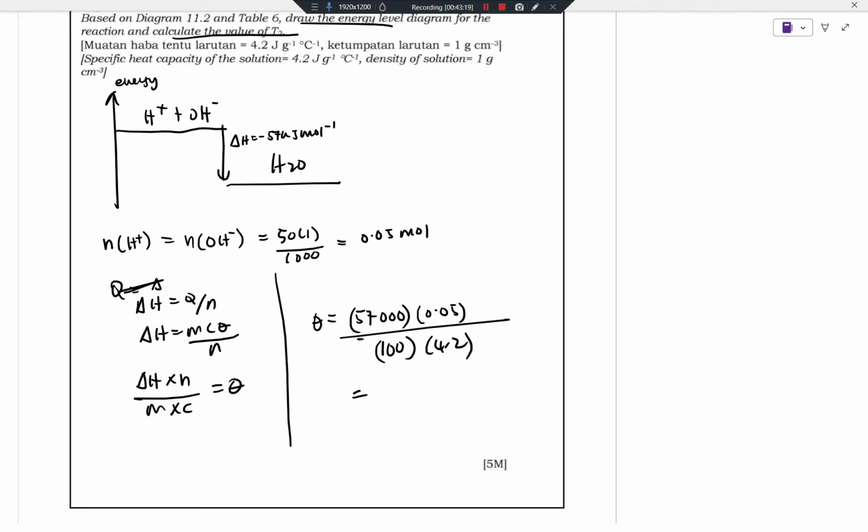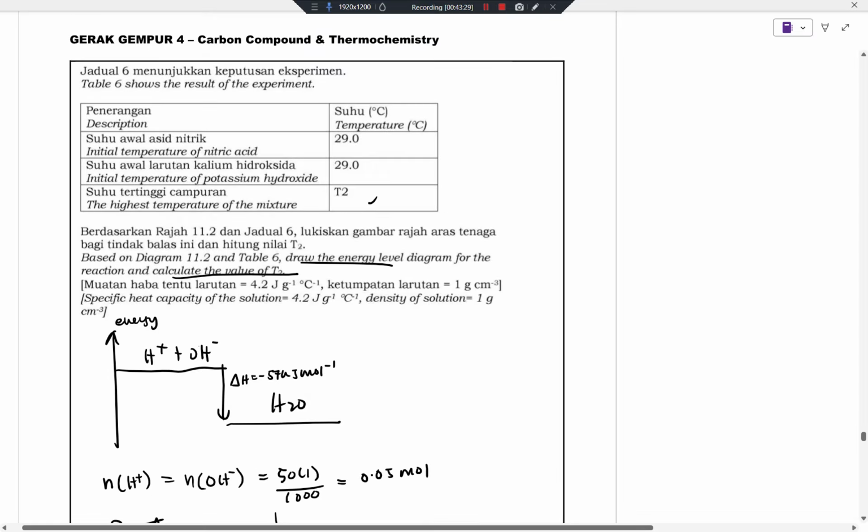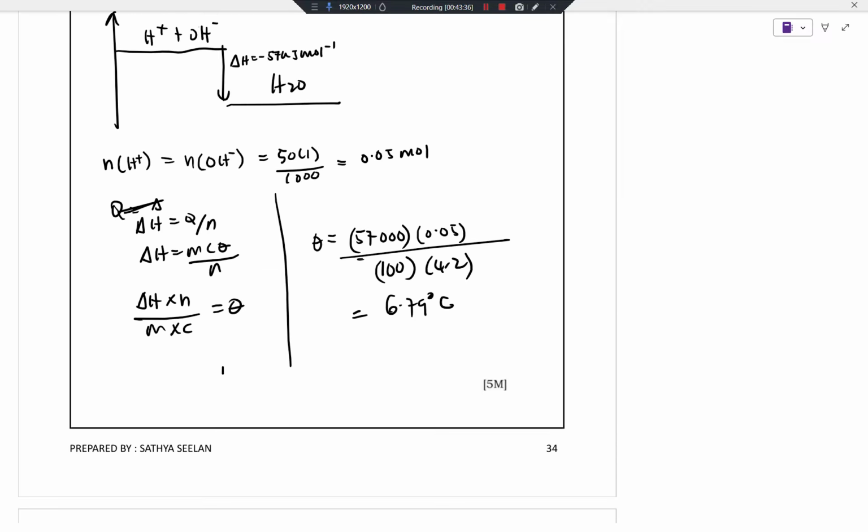I'm getting 6.79 degrees Celsius. Now the question asked: what is T2? T2 is the highest temperature. So the change is 6.79. So highest temperature is equal to 29 plus 6.79, which I'm getting as 35.79.